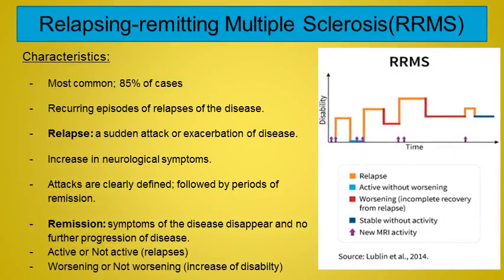Okay, so there are 4 patterns to multiple sclerosis, and it's basically just describing the symptoms. Relapsing remitting multiple sclerosis, or RRMS, is the most common, 85% of cases. It's recurring episodes or relapses of the disease. A relapse is a sudden attack or exacerbation of the disease, an increase in neurological symptoms. Attacks are clearly defined and followed by periods of remission. Remission is when the symptoms of the disease disappear, with no further progression of the disease.